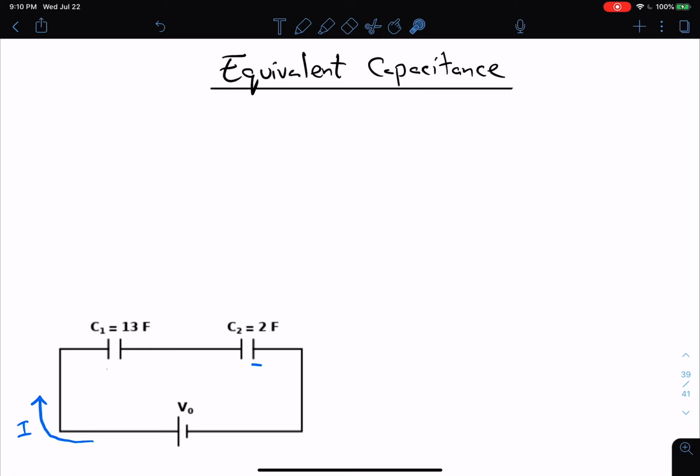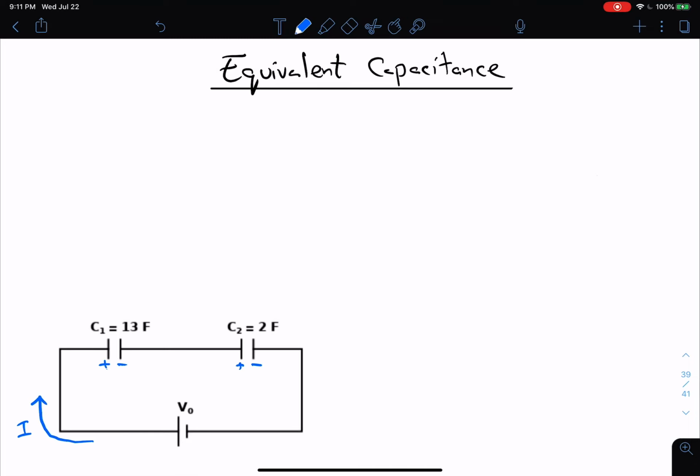And that electron is going to force another electron off the other plate, thus making that plate positively charged. And that electron that was forced off is going to go over here and get deposited on this plate, making that plate negatively charged. And it's going to force an electron off the other plate all the way back to the battery. And so that remaining plate becomes positively charged.